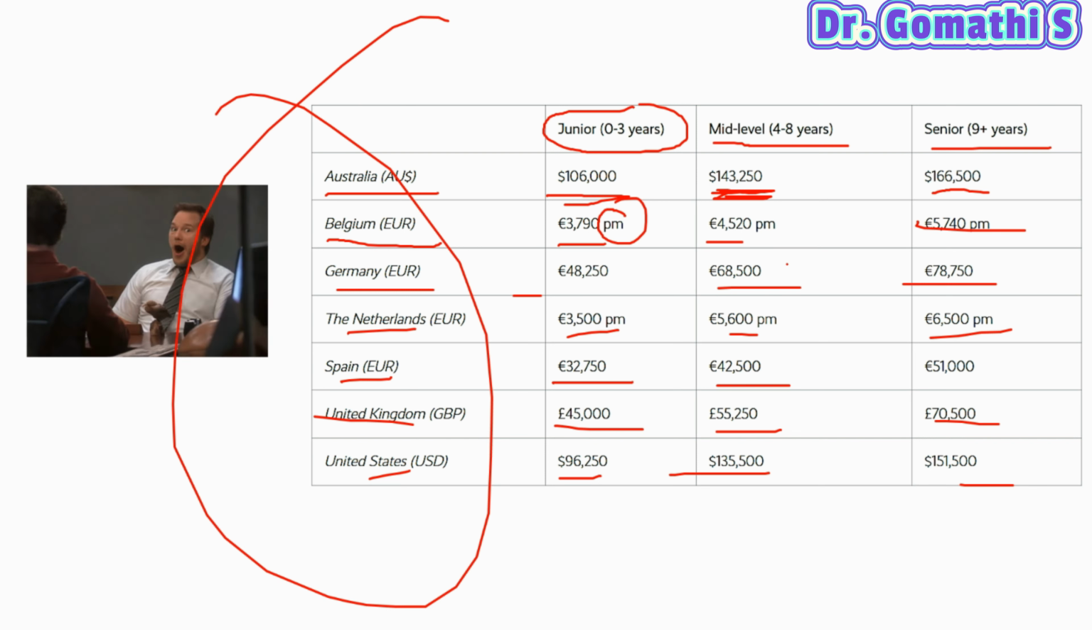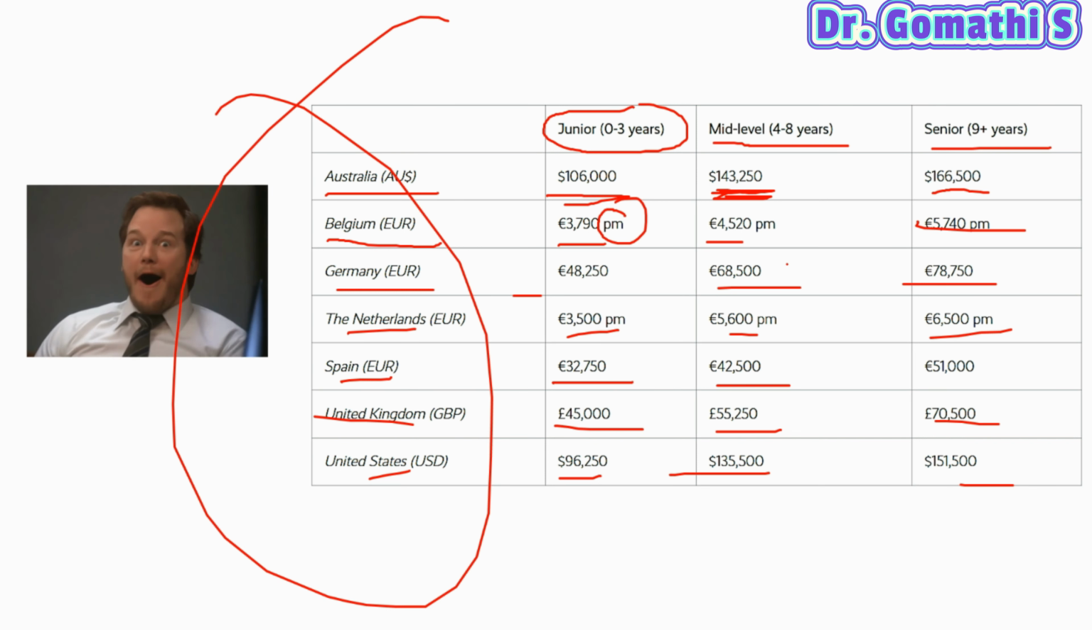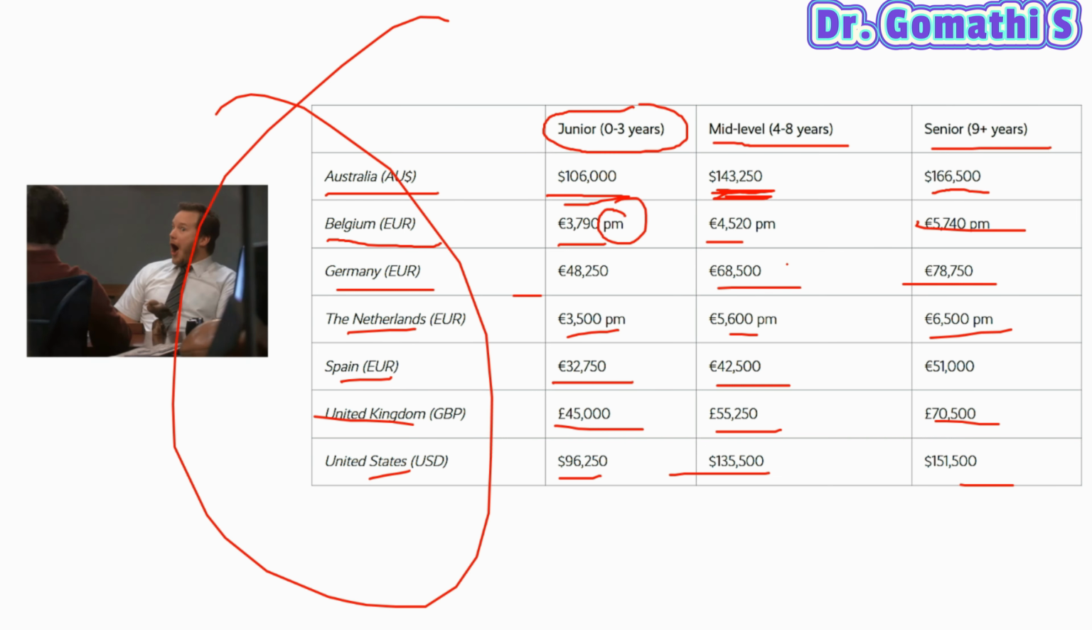I'm gathering the information about other countries as well, so meanwhile you can find it. This is what the worth of Business Central functional consultants is.